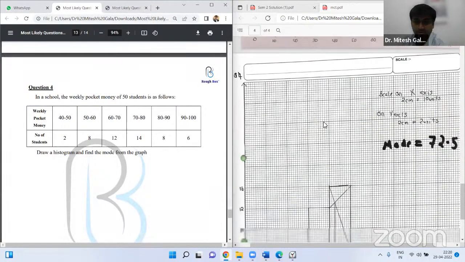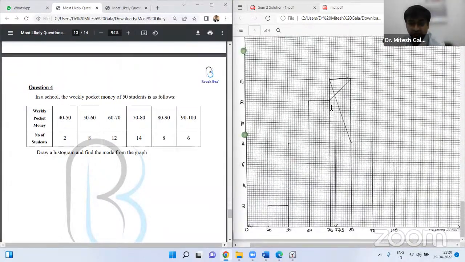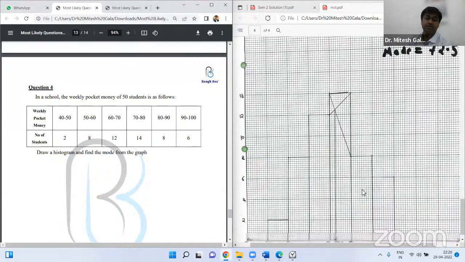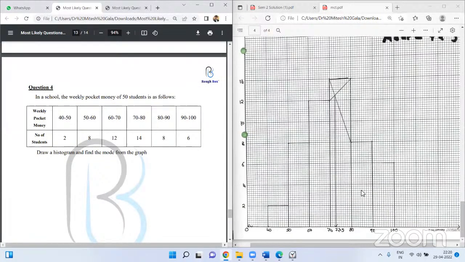Okay, let's look at the mode ka thing. This is how it will be, and then you drop it. According to us, the answer is 72.5. So again, plus minus 2 will be allowed. Anybody getting anything close to this? Yes, sir. Very good.